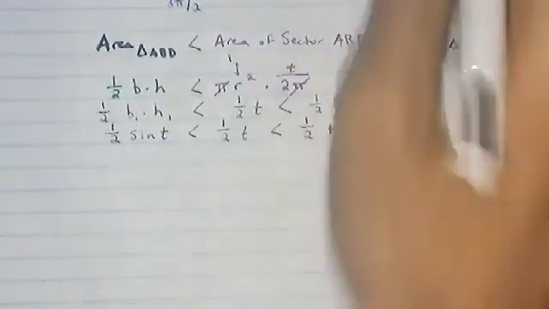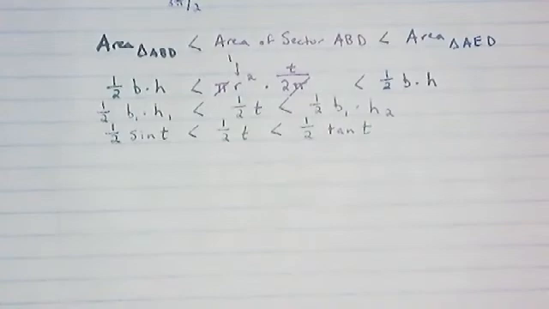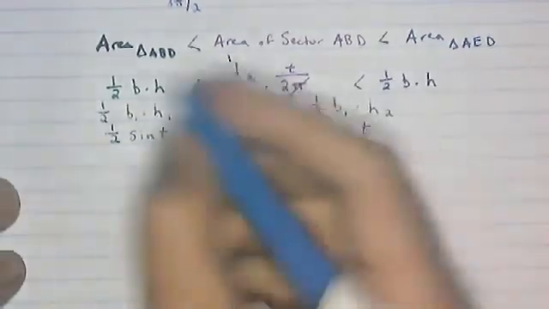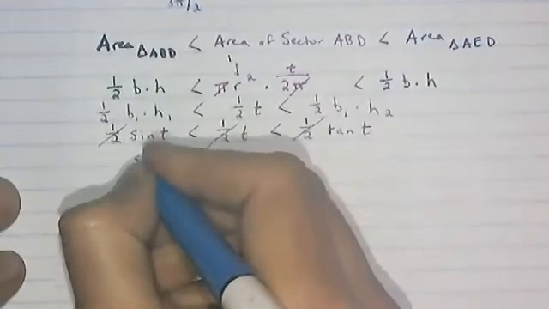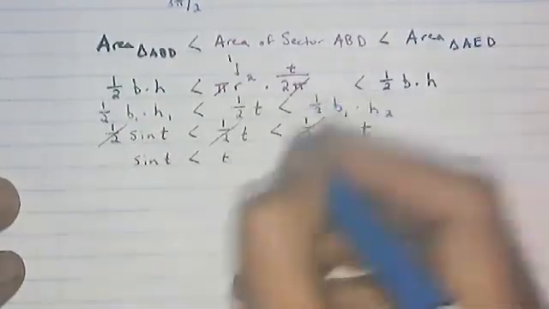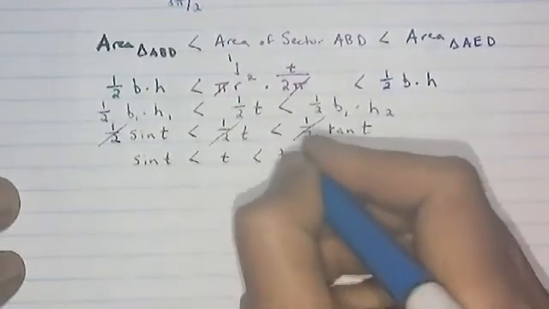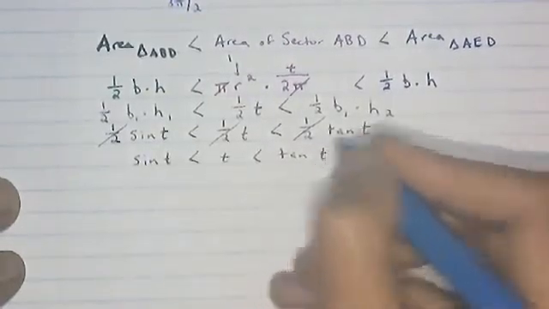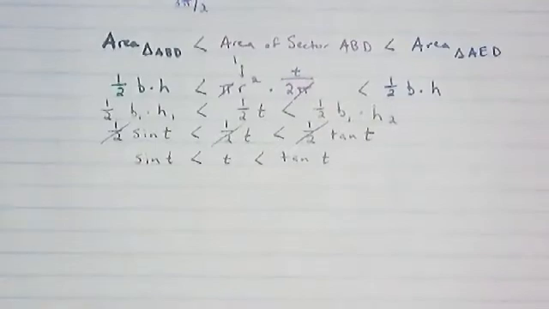Our first move in that direction is to get rid of the 1/2s. We don't need them. There's 1/2s in all three parts of our inequality. So let's just lose them. This is really the sine of t is less than the angle t, which is less than the tangent of t. And that's true for any first quadrant angle.